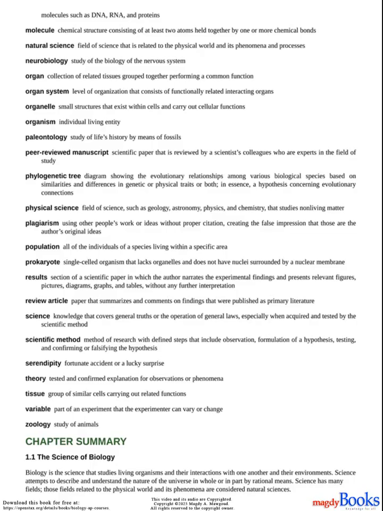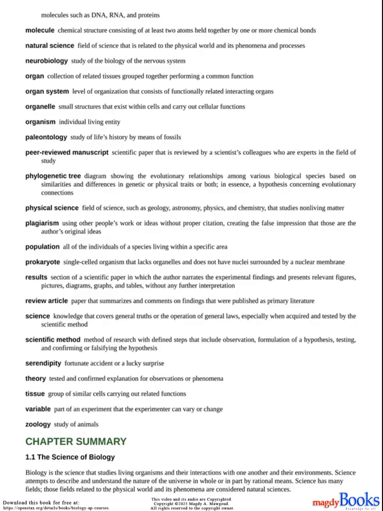31. Natural science. Field of science that is related to the physical world and its phenomena and processes. 32. Neurobiology. Study of the biology of the nervous system. 33. Organ. Collection of related tissues grouped together performing a common function. 34. Organ system. Level of organization that consists of functionally related interacting organs. 35. Organelle. Small structures that exist within cells and carry out cellular functions. 36. Organism. Individual living entity.